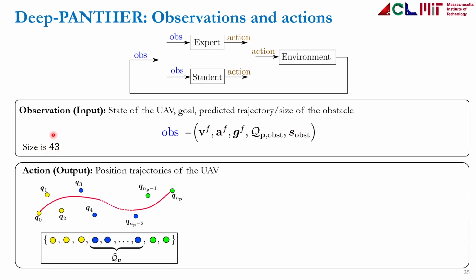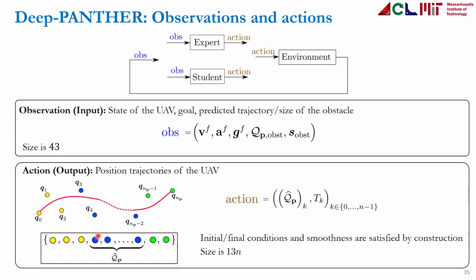In terms of the action, which will be the output of, again, both the expert and student policies, we are doing trajectory planning, which means that the output will be a trajectory. In this case, we parameterize this trajectory in the action by using the control points. And the thing is that we actually don't need to include the first 3 position control points and the last 2 position control points, because they are determined directly by the initial and the final conditions. In other words, we only need to include these blue intermediate control points.